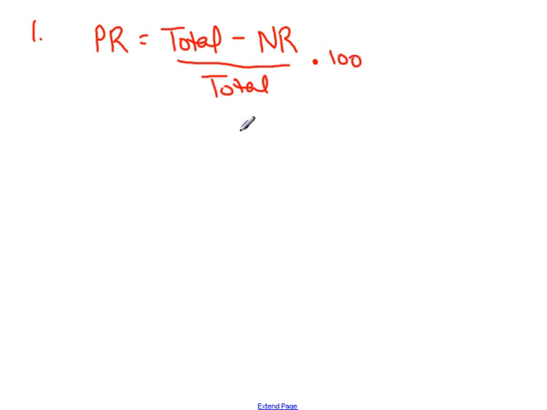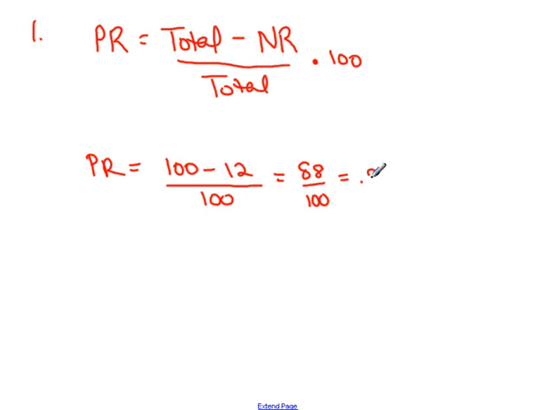percent. So in this example number 1, the percentile rank is going to be equal to the total number of students, which is 100, minus Bob's numerical rank, which is 12th, divided by the total number of students, which is 100. This gives you 88 divided by 100, which in decimal form is 0.88. To convert this number to a percent, multiply it by 100. That gives you 88%. And that can be written as 88th percentile or as 88%.